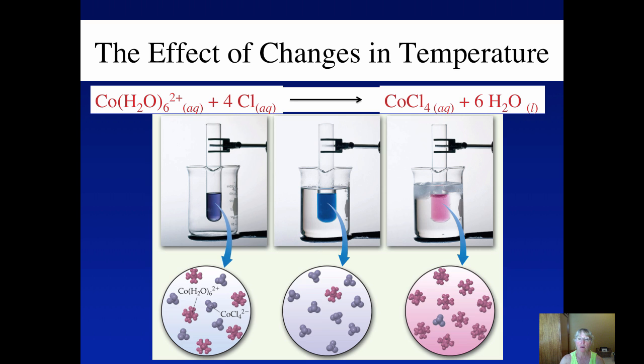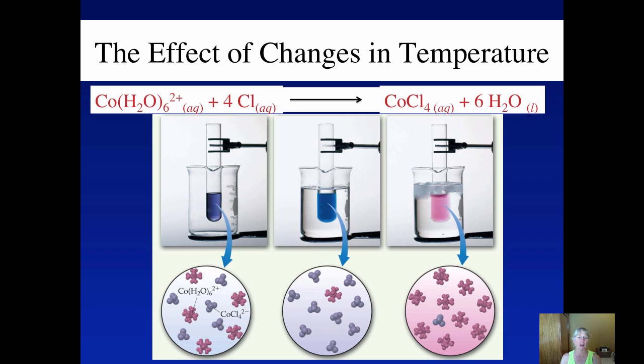If, however, your eyeball sees a pink color, that means more of these weird cobalts with 6 waters attached to them must be dominating the equilibrium. There's still an occasional blue CoCl4, but pink is only achieved by removing heat. See the ice cubes floating in that beaker? So apparently heating it drives it to the right, chilling it drives it back to the left.